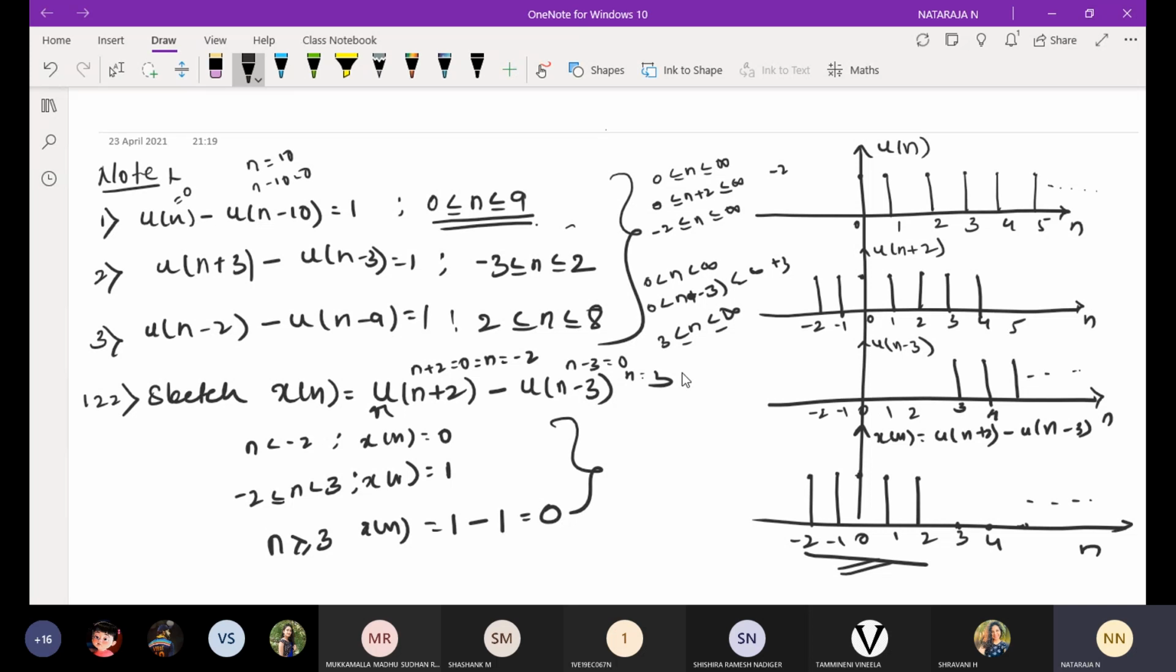Not equal. Less than 3, it will be 1. N greater than or equal to 3, it will be 0. Got everyone? Yes, sir. Any doubts? No, sir. Make a note of this. Next problem you have to try.